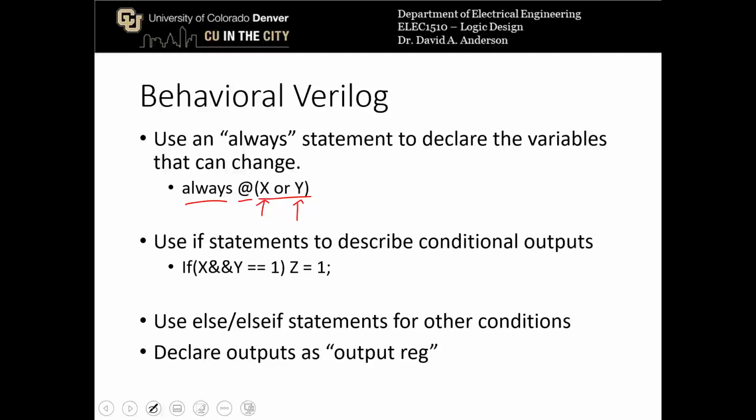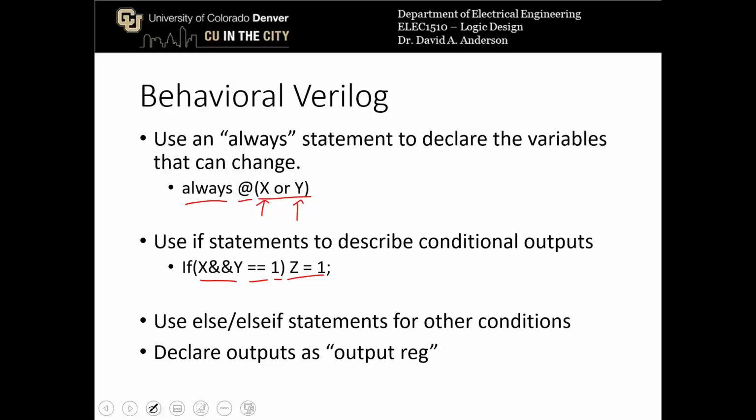So if x and y is equal to 1, that means that both x and y are 1, and we get a 1 at the output, then z is equal to 1. Okay, so there's a lot going on here. Obviously, if x and y are equal to 1, there's an AND statement going on there that produces a 1 at the output, but then that 1 is assigned to the variable z.